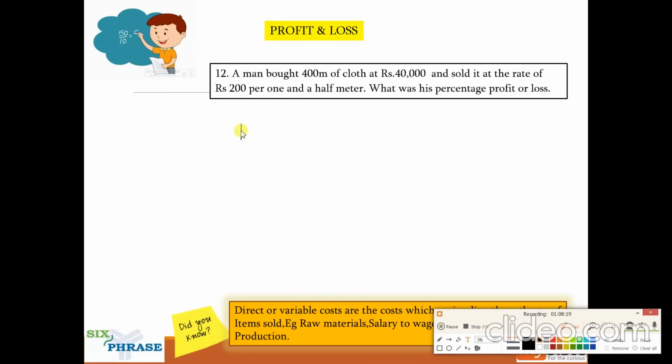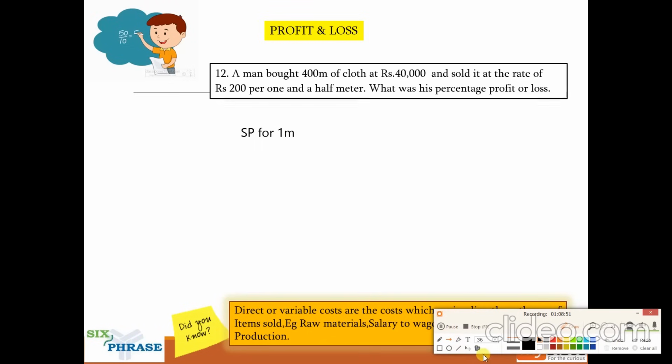So what happens? His selling price for 1 meter. You have to make sure the meters are the same. If you look at it here, it is 400 meters. Here it is 1.5 meters. So you cannot equate the cost price and the selling price this way. You have to make sure that the quantity is the same, right? That is how we find the profit or loss percentage. So how do you make the quantity the same? Selling price for 1 meter will be equal to what?